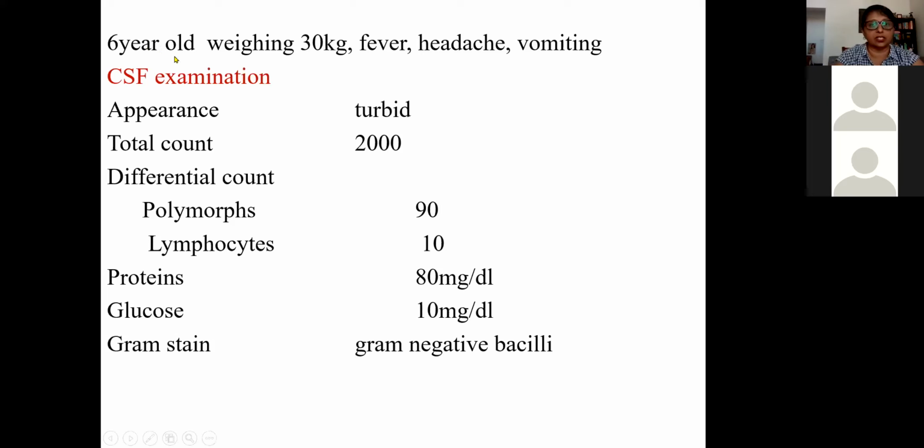And this patient is a 6-year-old. This is a child. And they have identified gram negative bacilli. So what can be the bacteria that is usually seen in a 6-year-old child that causes meningitis?